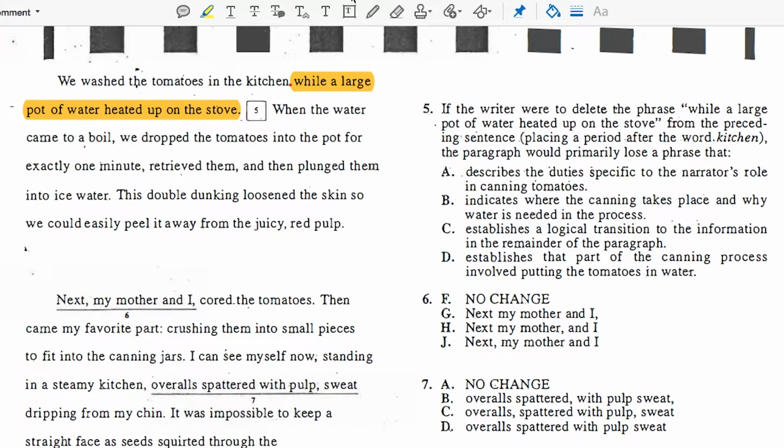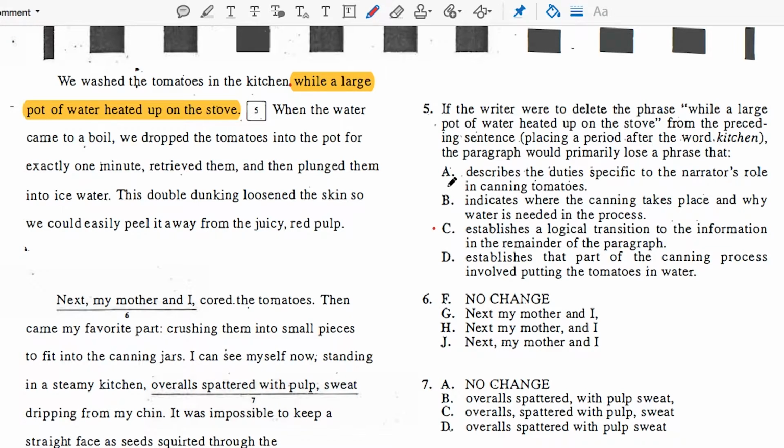And so looking at the answer choices, the one that most closely resembles what I just said is C, establishes a logical transition to the information in the remainder of the paragraph. C is most likely our correct answer. Let's read through the other answer choices just in case.